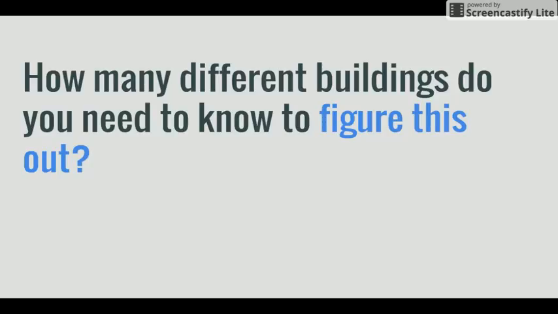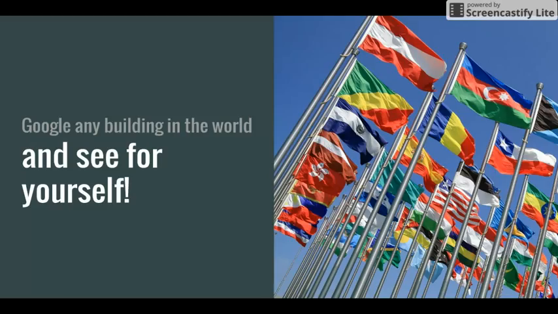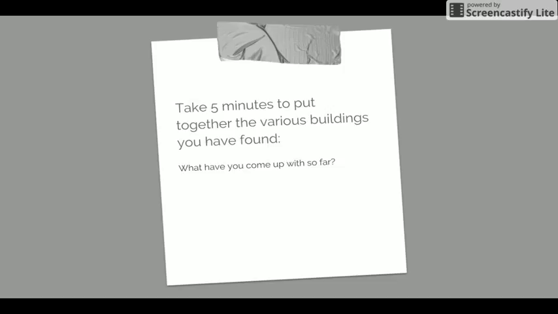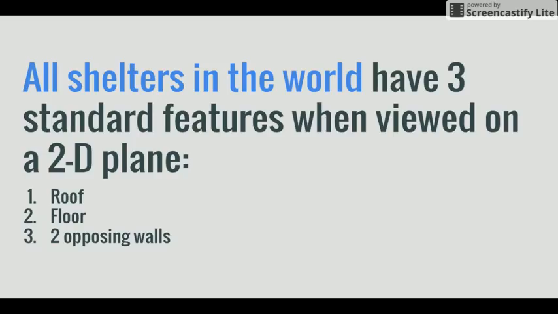Since you are thinking that there are so many buildings around the world, and in fact this is true, I'll let you Google any building in the world and see for yourself, and we'll check back again in a couple of minutes to put back together all the different buildings that you have found. And we'll go around the room to have a share of what are the different buildings that you have found. With the power of the internet, 5 minutes have passed, and all of you should have come to the conclusion that all buildings on a two-dimensional plane should have a roof, a floor, and two opposing walls.